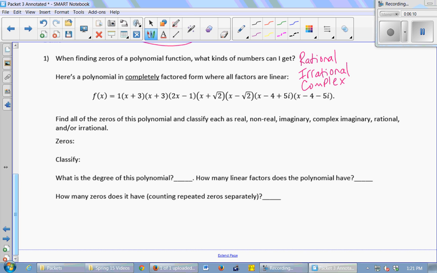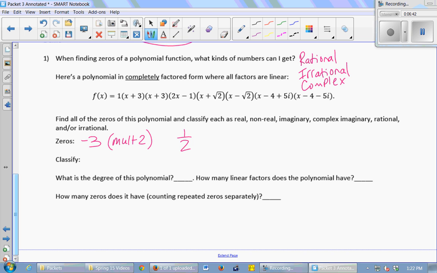So here I have a polynomial written in completely factored form, where all my factors are linear. So I want to find all the zeros of this polynomial and classify them as real, non-real, imaginary, complex, rational, irrational. All right, so my zeros are, somebody give me 1 zero of this function, -3. What else? Yes, it shows up twice, yeah. Multiplicity 2, yeah. 1/2. What else?